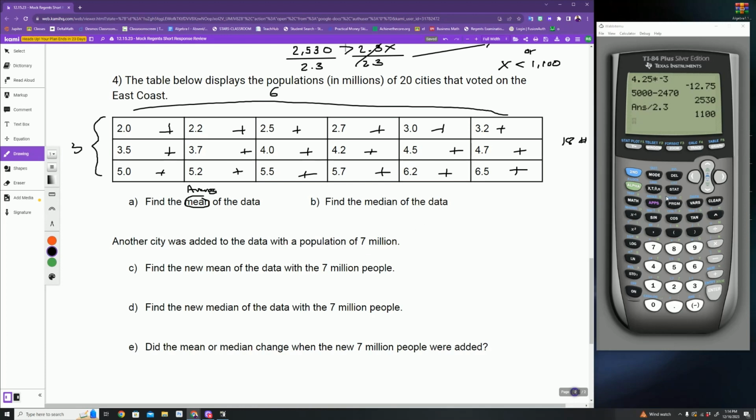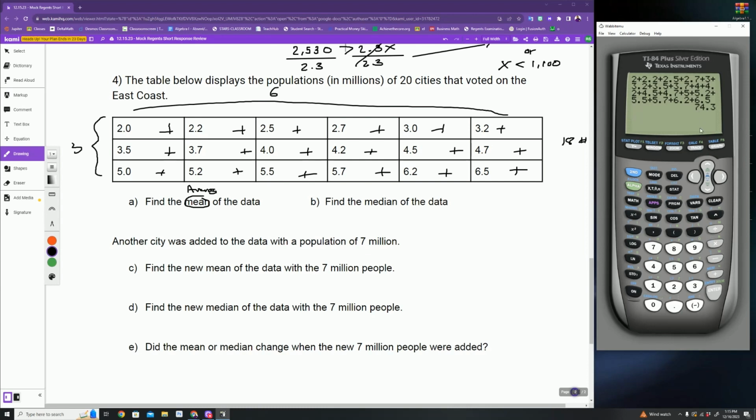So let's do this quickly. You can use the calculator to do this. We're going to do 2.0 plus 2.2 plus 2.5 plus 2.7 plus 3 plus 3.2 plus 3.5 plus 3.7 plus 4 plus 4.2 plus 4.5 plus 4.7 plus 5 plus 5.2 plus 5.5 plus 5.7 plus 6.2 plus 6.5. And then you take that all together.